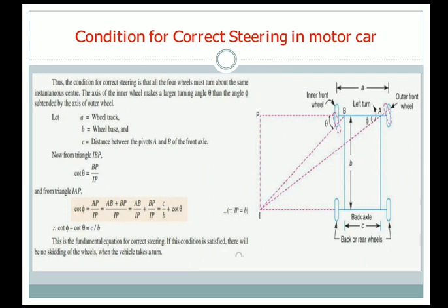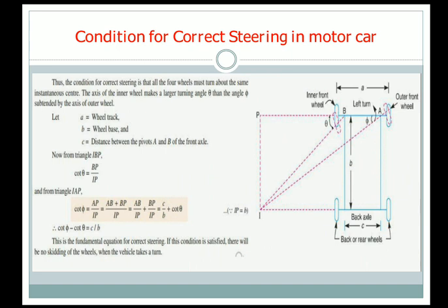And the instantaneous center of both these angles lies at a point I, and this point I is along the back axle of the automobile car. So from the figure, A is the distance between wheels, B is the distance between front and rear axle, and C is the distance between the chassis, or C is the distance between pivot points A and B.